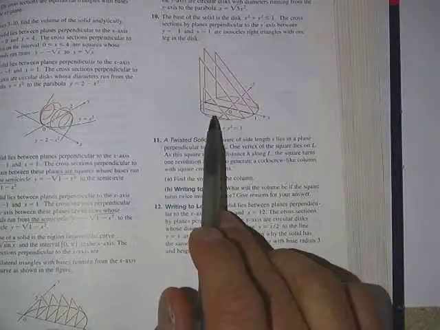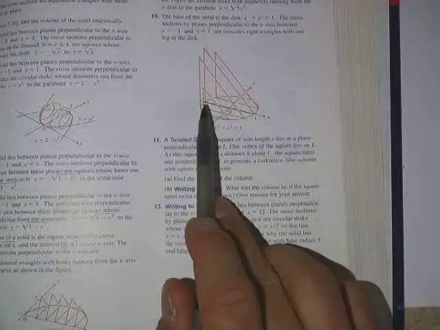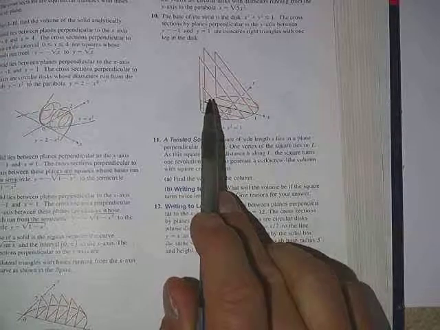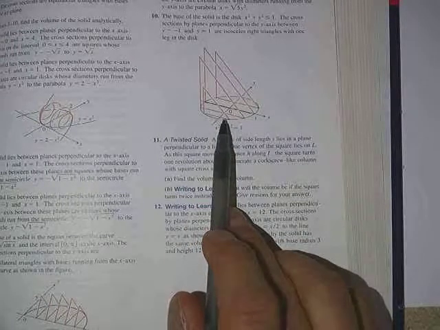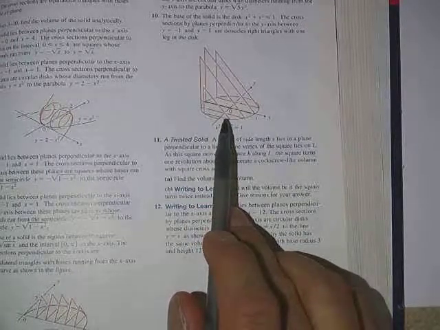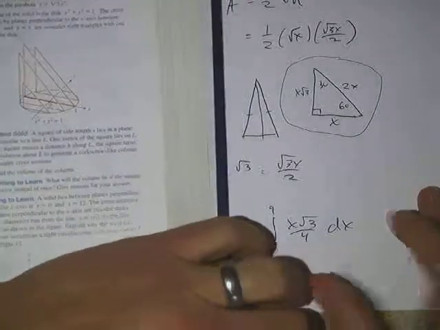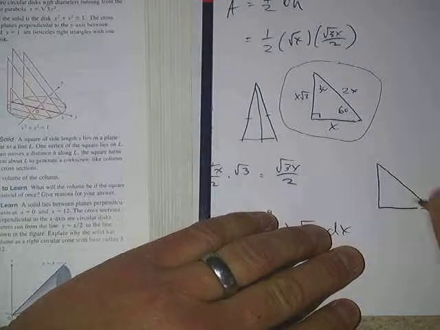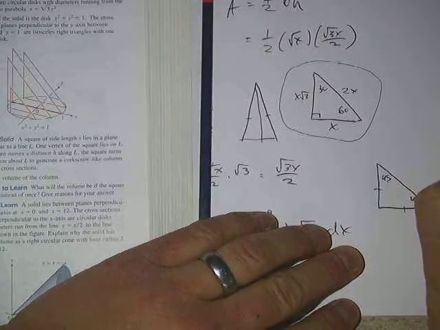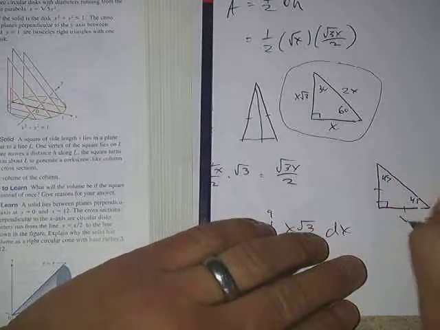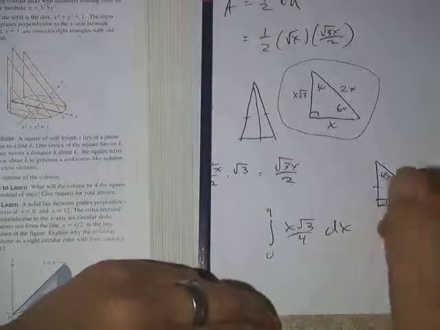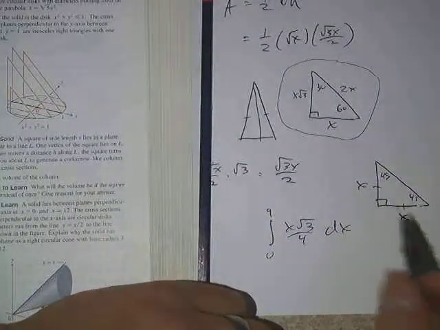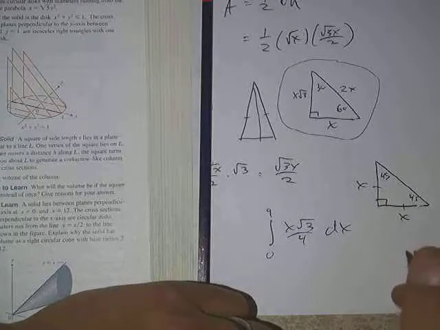Cross sections by planes perpendicular to the y-axis this time, notice. And if you look at the way they have this drawn in 3 dimensions, here's our y-axis, here's our x-axis. So this time we have horizontal slices. True? And it says that these are isosceles right triangles with the leg in the disk. Okay, one leg is in the disk. And if these are isosceles right triangles, remember if that and that are equal, what does that make these angles? Makes them both 45. Isosceles right triangles are always going to be 45, 45, 90.